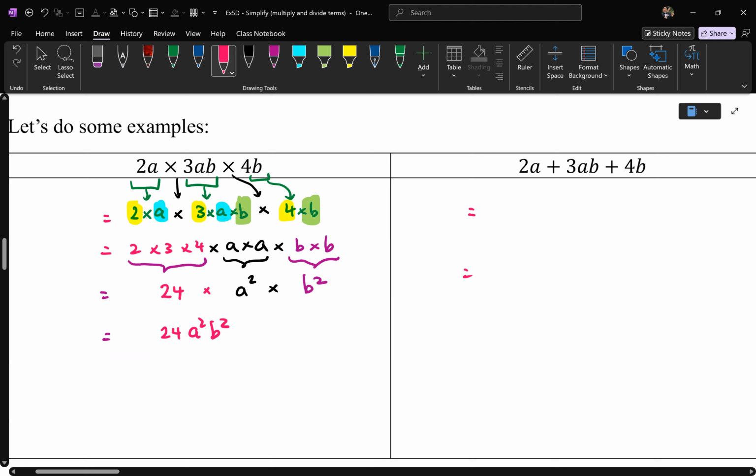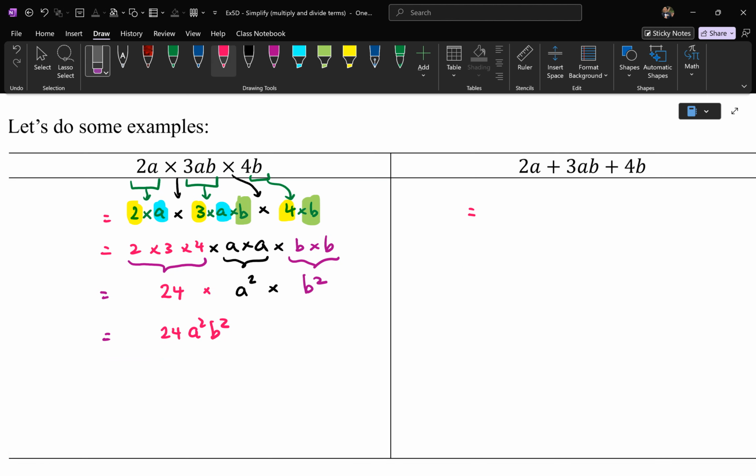Here we go. 2a plus 3ab plus 4b. How many terms are there in this expression? Let's go with Kyle. How many terms do you see in this expression? There are 3. So there's 1, 2, 3. Now out of those 3, do I have a like term, Tom?